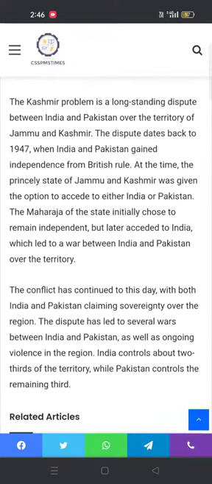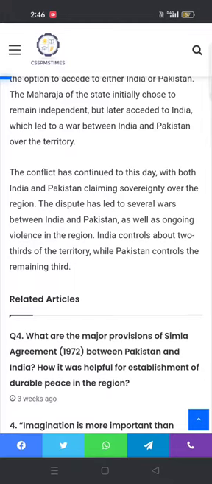The Kashmir problem is a long-standing dispute between India and Pakistan over the territory of Jammu and Kashmir. The dispute dates back to 1947 when India and Pakistan gained independence from British rule. At the time, the princely state of Jammu and Kashmir was given the option to accede to either India or Pakistan. The Maharaja of the state initially chose to remain independent but later acceded to India, which led to a war between India and Pakistan over the territory.